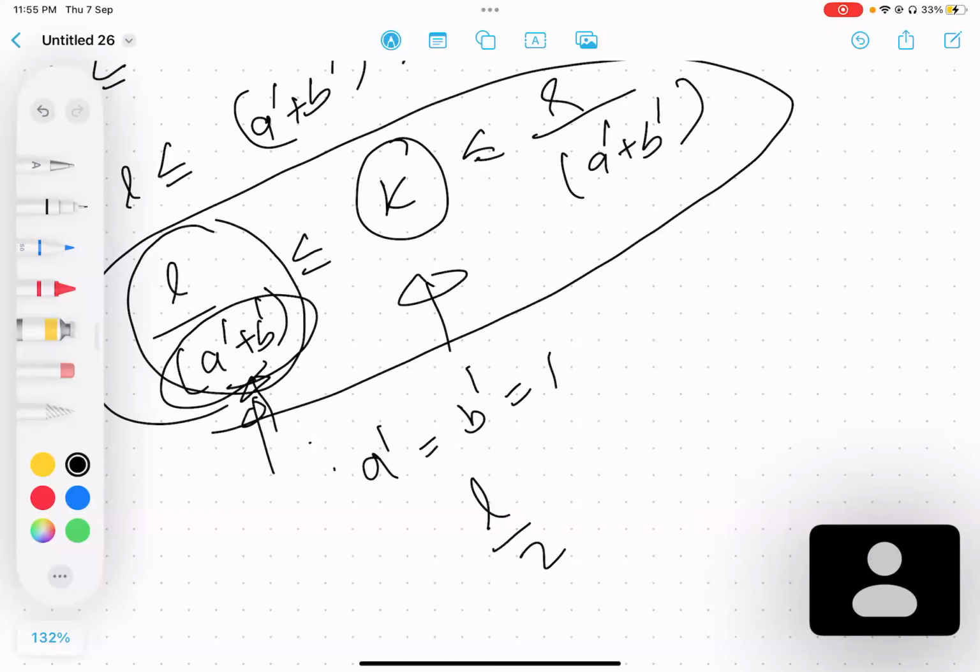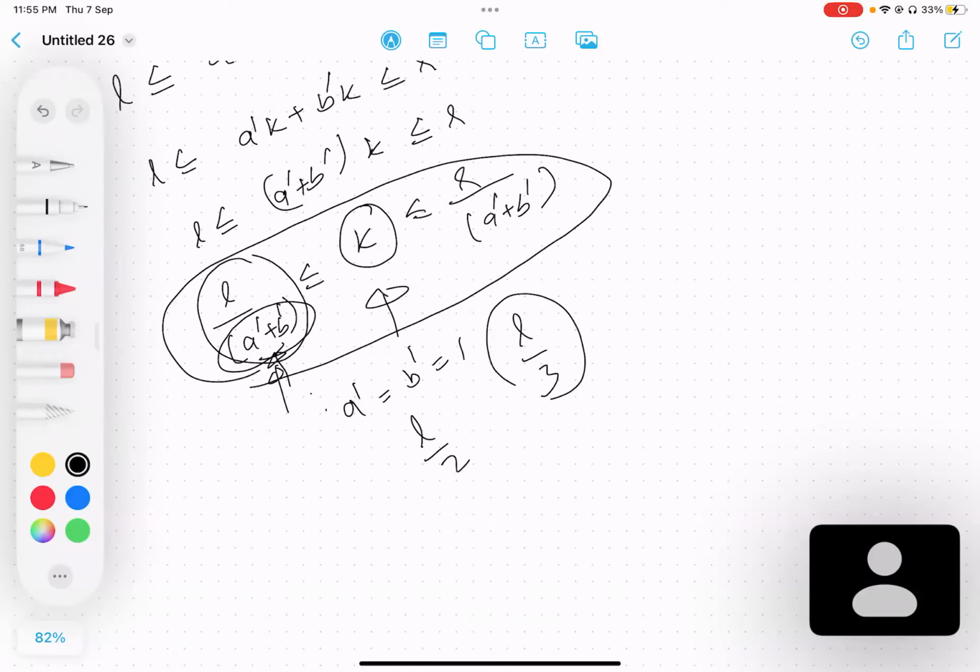Because let's say if I take a dash equal to 1 and b dash equal to 2, in that case this value will become equal to 3, so that will become L by 3. So if we take L by 3, we are reducing our k range. That's why I'm saying you should take L by 2. So k can be greater than or equal to L by 2.